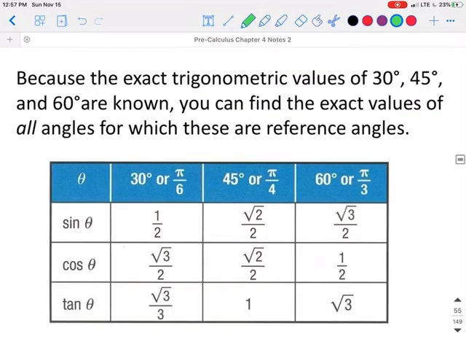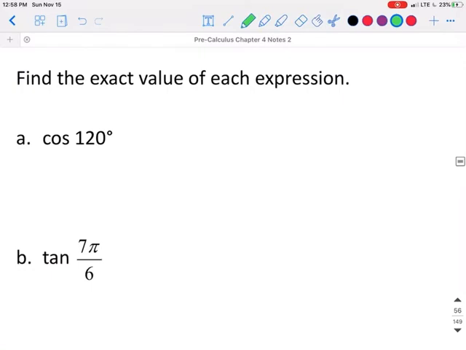Now, these are the exact trigonometric values for three angles that are used very frequently. We have 30 degrees, or pi over 6, 45 degrees, or pi over 4, and 60 degrees, which is pi over 3. So we need to find the exact values for each of these expressions.